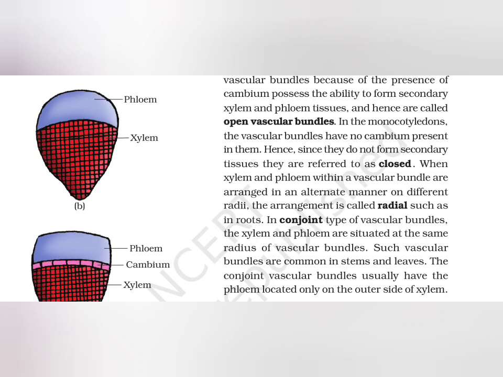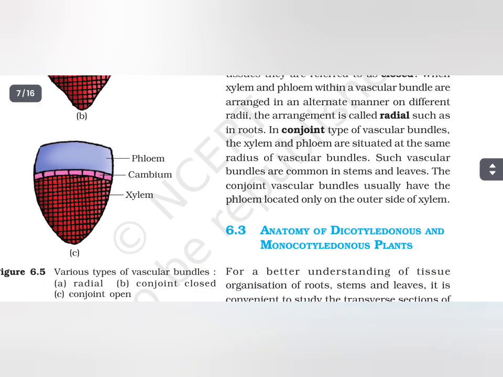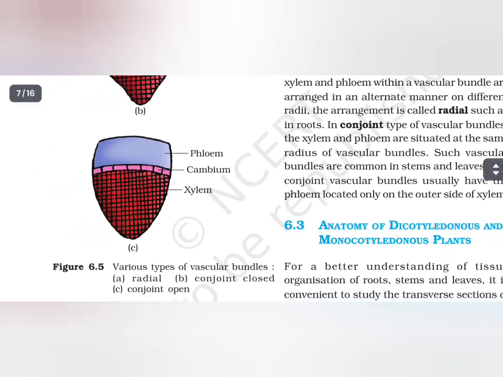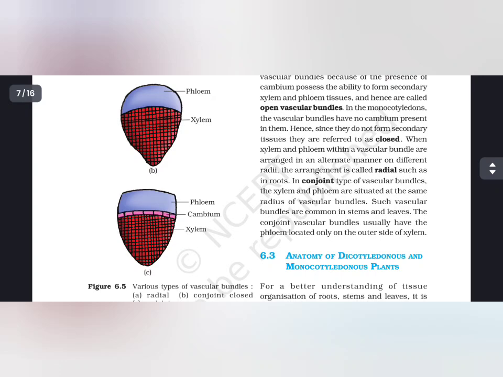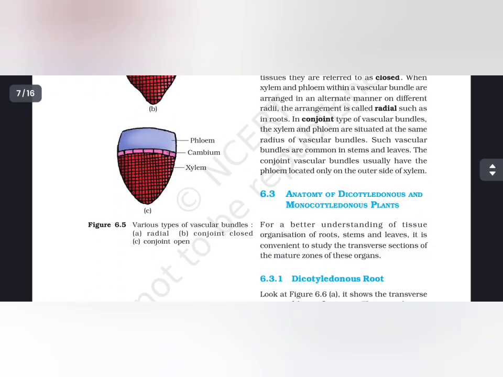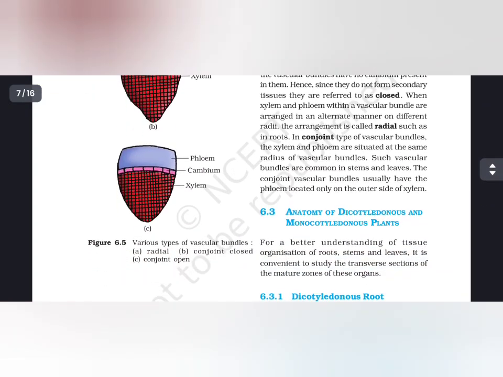When xylem and phloem within a vascular bundle are arranged in an alternate manner on different radii, the arrangement is called radial, such as in roots. In conjoined type of vascular bundles, the xylem and phloem are situated at the same radius of vascular bundles. Such vascular bundles are common in stems and leaves. The conjoined vascular bundles usually have the phloem located only on the outer side of the xylem. These are the diagrams which show the vascular bundles. First is radial, second is conjoined closed, third is conjoined open.